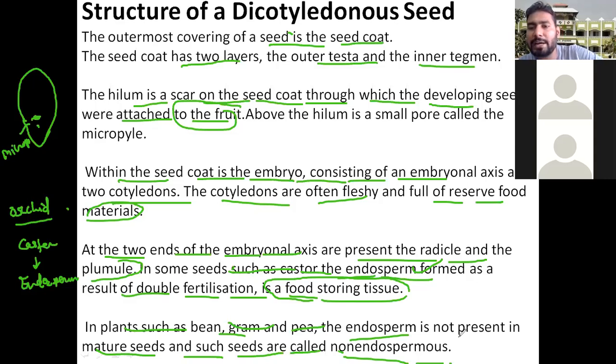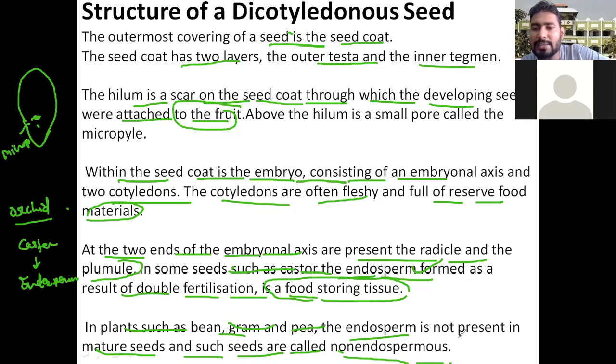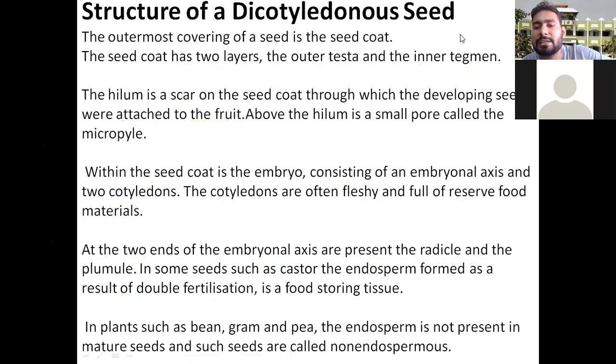They store the reserve food material on the outer side of the cotyledon, which is the scutellum. So the outer side of the cotyledon stores the reserve food material. Simply put, non-endospermous seeds are found in dicots, and monocots are endospermous. Clear? Is it okay? Is it fine, Trishali? Fine, sir.